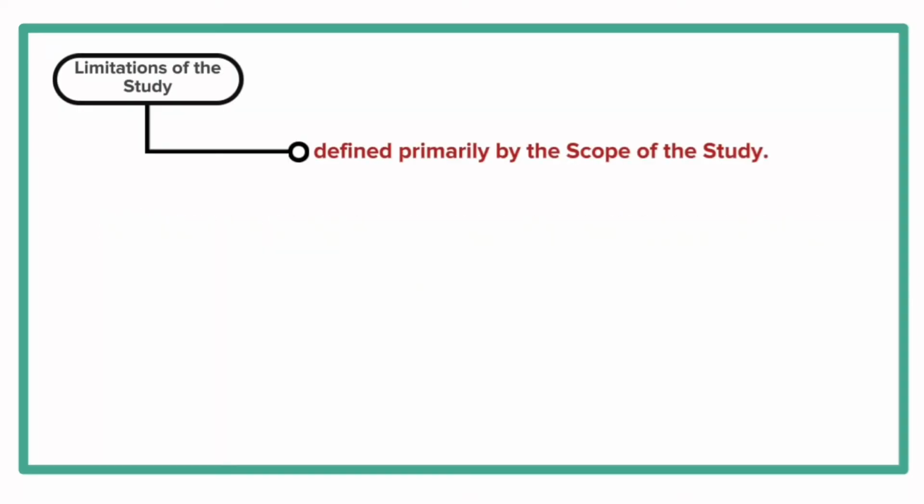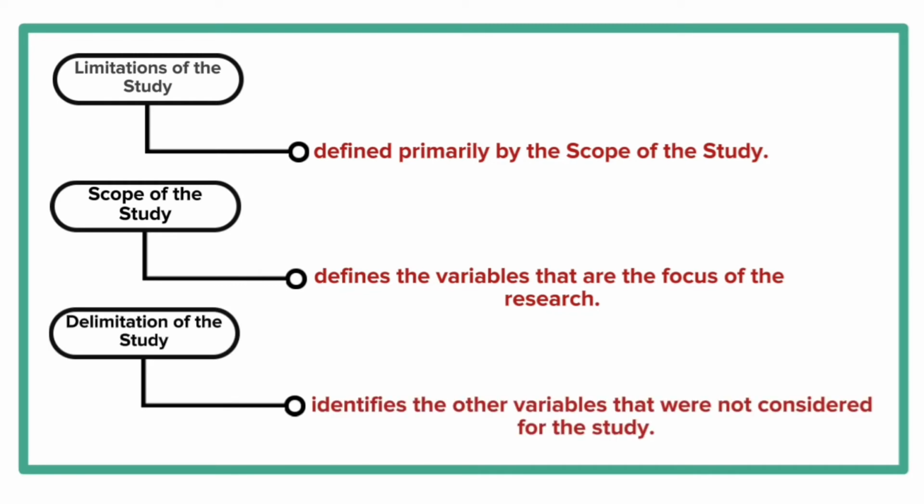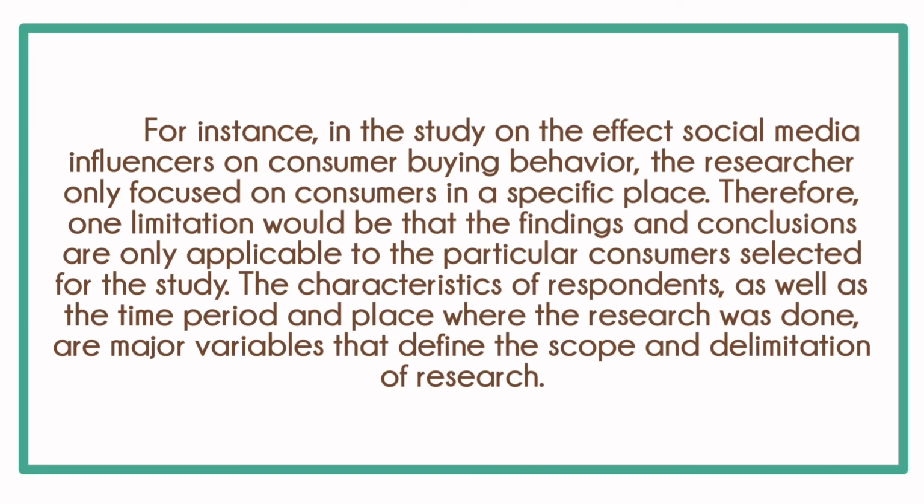The limitations of the study are defined primarily by the scope of the study. While the scope defines the variables that are the focus of the research, the delimitation of the study identifies the other variables that were not considered for the study. The limitations that are identified are only those that are significant or may have had an impact on the findings of the study. For instance, in the study on the effects of social media influencers on consumer buying behavior, the researcher only focused on consumers in a specific place.